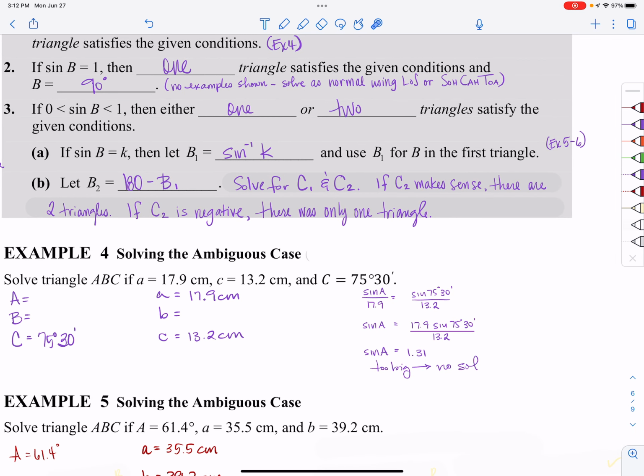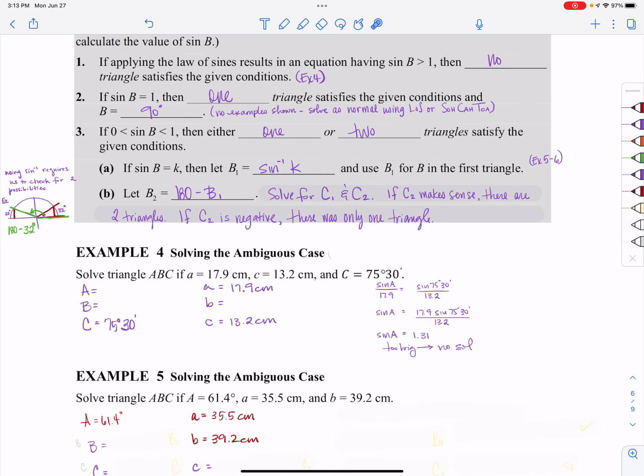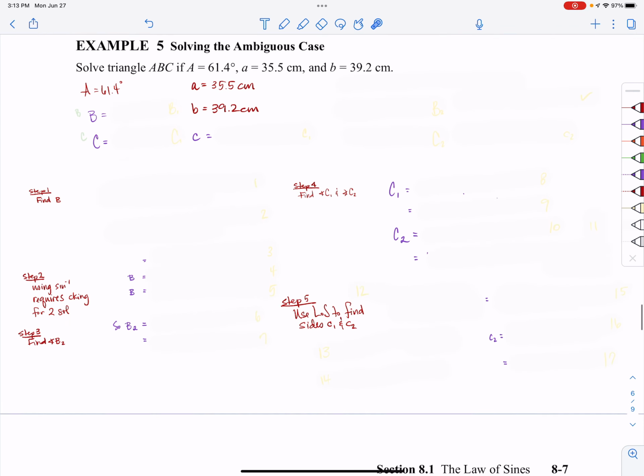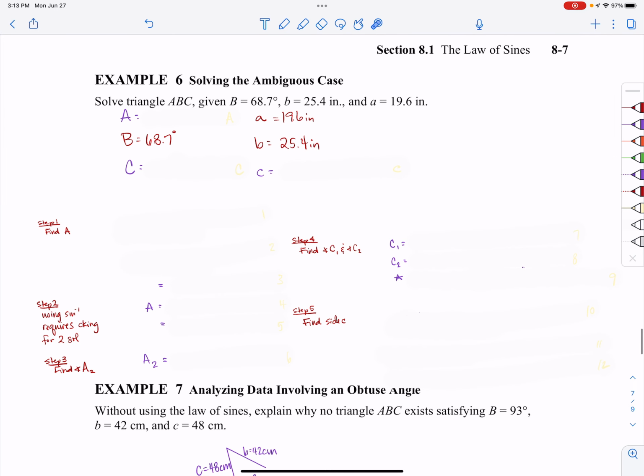Once I find out this angle B2, then I can solve for angles C1 and C2. If C2 makes sense, there's going to be two triangles. If C2 doesn't make sense, if it's negative, then there was only one triangle. And again, I'm going to show you examples of both of these. So if you would please, I know I haven't done example 5, but skip down to example number 6. I want to do example 6 first, and then I'll come back and do example number 5.